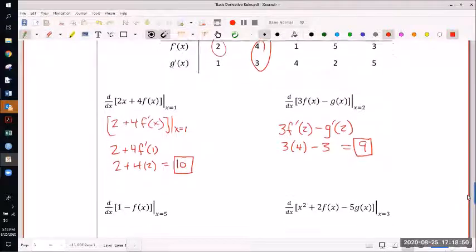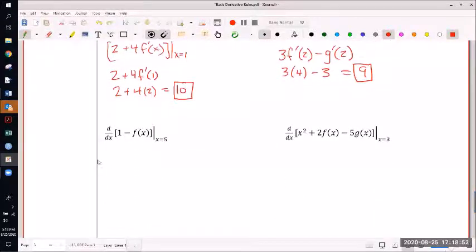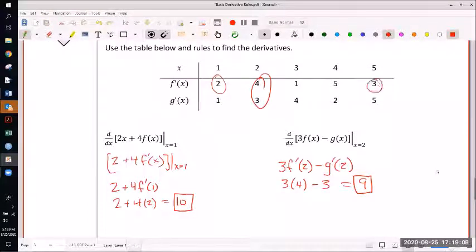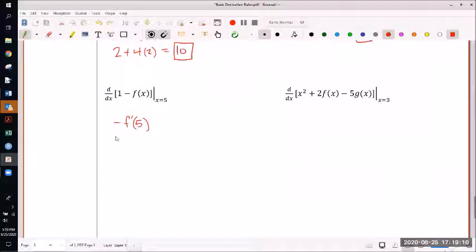Next problem, again, I'll have to refer to the table. The derivative of 1 with respect to x is 0. And then I have the minus sign. f prime of x when x is 5. So negative f prime of 5. f prime of 5 is 3. So the result here is equal to negative 3.